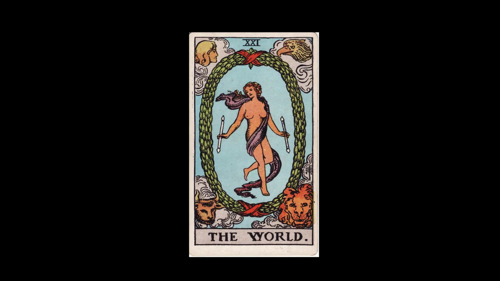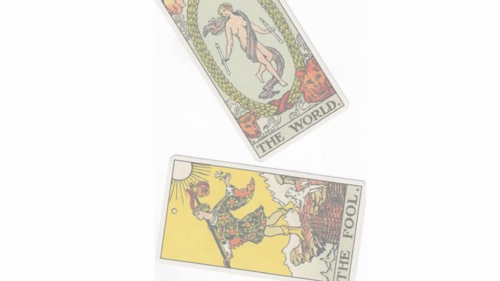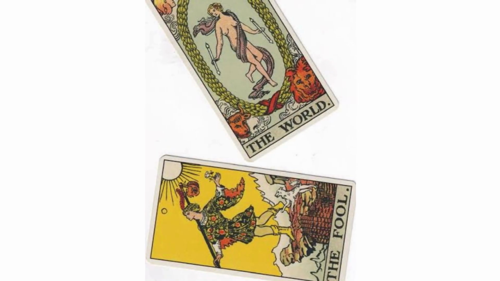If we look at the world card, you will see that each corner contains a figure representing the 4 fixed signs of the zodiac, which form the fixed cross and again correspond to the 4 elements. The girl in the middle is what emerges from this process. She is the full made whole.